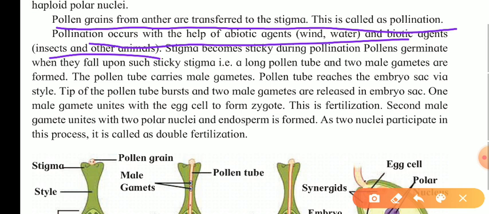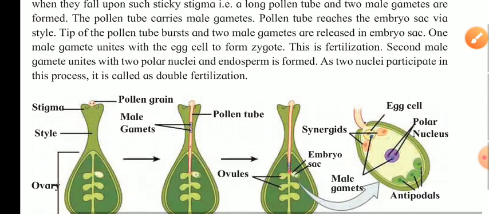Another possibility is by wind or by water. When we are pouring water on some flower, there is a possibility that a pollen grain may transfer from the male organism to the female organism. So this particular process is called pollination.